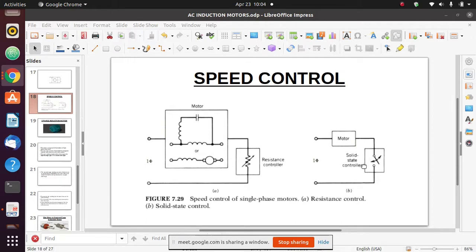Now I think I have gone through single phase. I don't know whether I should introduce three phase now. Should I introduce three phase induction motors?